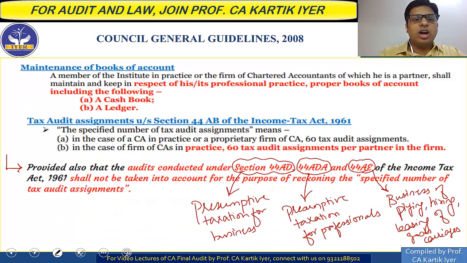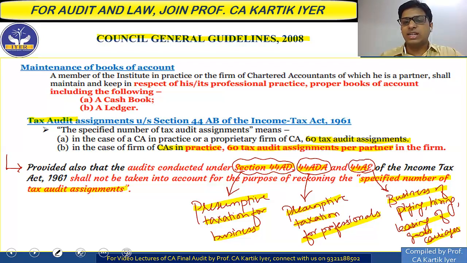Now, in relation to the Council General Guidelines 2008, let's see a few points in relation to tax audit. Tax audit, as you know, 60 tax audit assignments can be taken by a CA in practice or proprietary firm. And if it is a CA in practice, 60 tax audit assignments per partner can be taken. So here they are saying, provided also that the audits conducted under 44AD, that is presumptive taxation for business, 44ADA, presumptive taxation for professionals, 44AE, that is business of plying, hiring, leasing of goods carriages, in relation to these areas of the Income Tax Act 1961, shall not be taken into account for the purpose of reckoning the specified number of tax audit assignments. So it will not be counted as a tax audit assignment.